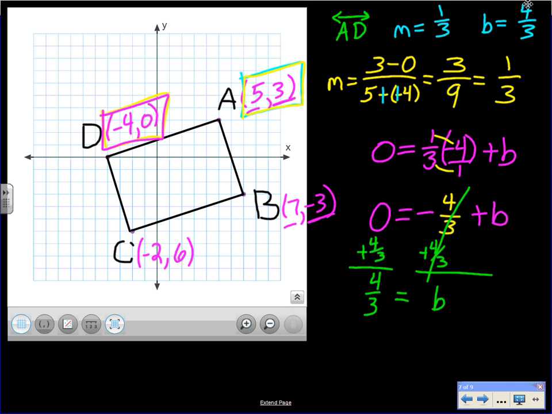Let me get a different color here. Y is equal to 1/3 x plus 4/3. So that is the equation for AD. That's the equation for AD. And let's find the equation for BC.